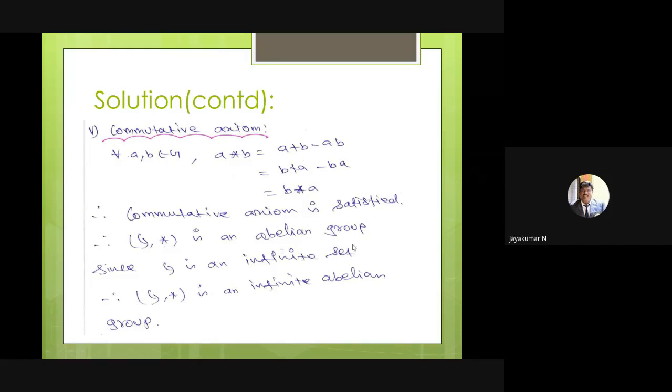So G comma star is abelian because all five axioms are satisfied. Therefore, G comma star is an abelian group. G is an infinite set. Therefore, G comma star is an infinite abelian group.